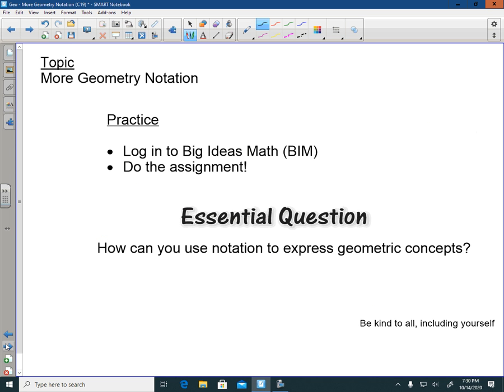Okay. So that's kind of it. It's digging into pictures and picking out those geometry objects and writing them down, being able to name them. So your topic today was more geometry notation. Now today's your first practice on Big Ideas Math, so you'll log in there and you'll find the assignment. It's the only one, and I haven't actually put it on Big Ideas Math at the time of this recording, and so I'm not sure what to call it, but it'll be the only one. So get in there and do that assignment. Your essential question, how can you use notation to express geometric concepts, should be answerable at this point. If not, that's how you know you need help.